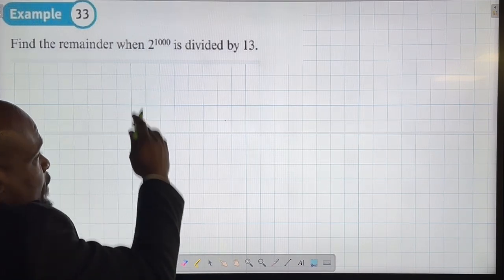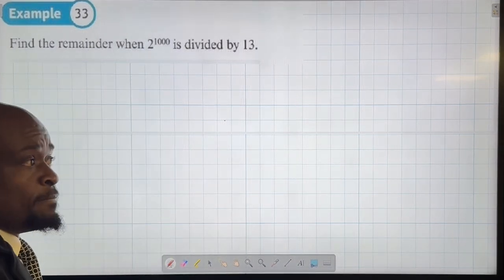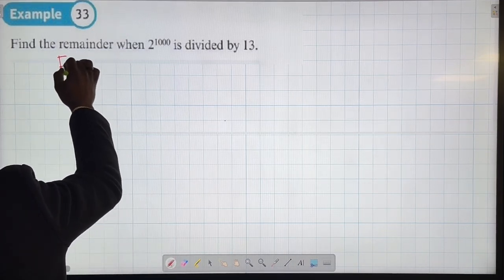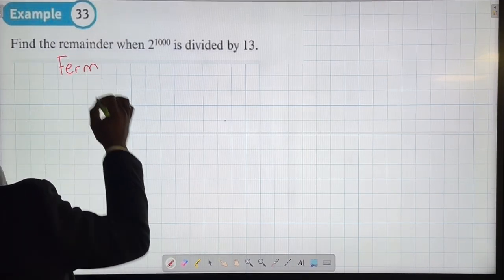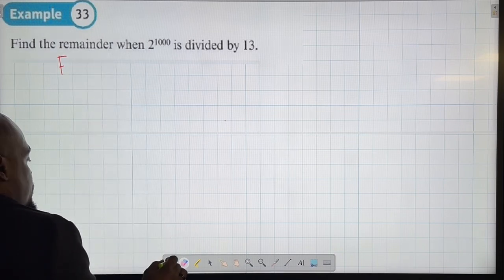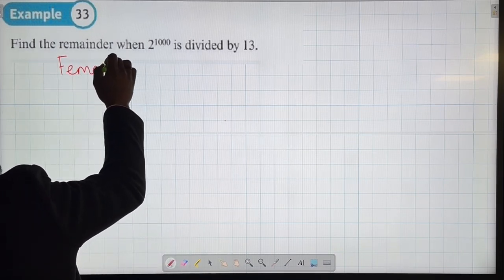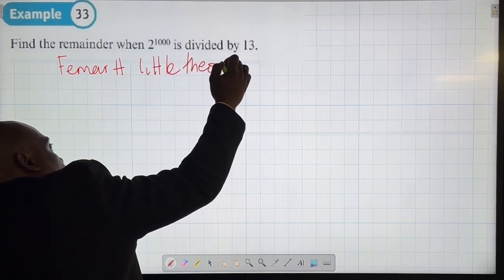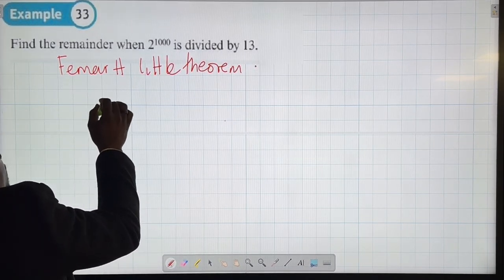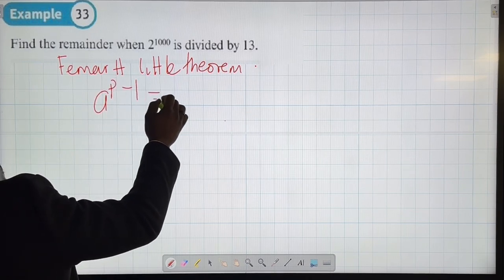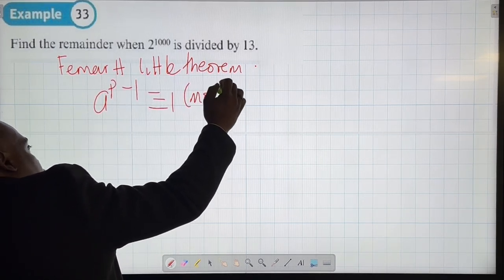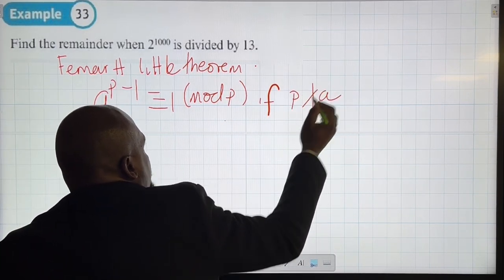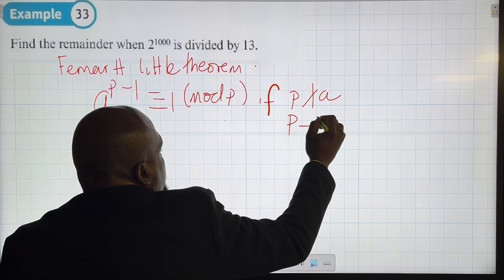However, with the help of some theorems, in this case, we are going to use what we call Fermat's little theorem. Fermat's little theorem says a to the power of p minus 1 is congruent to 1 in mod p, that is, if p does not divide a and p is prime.